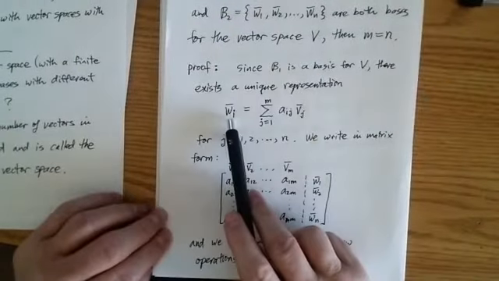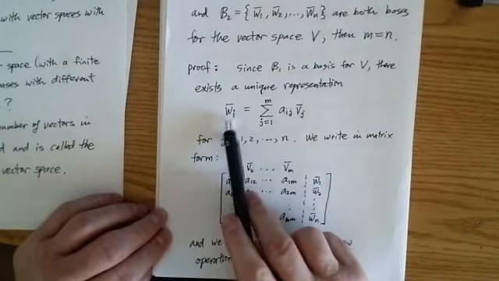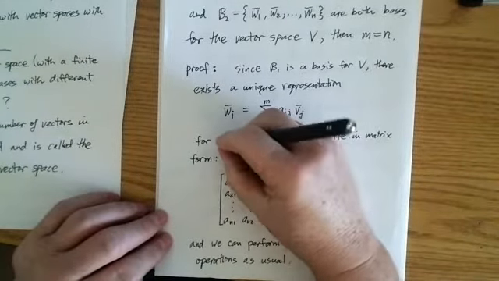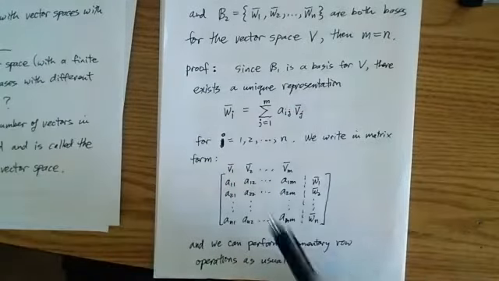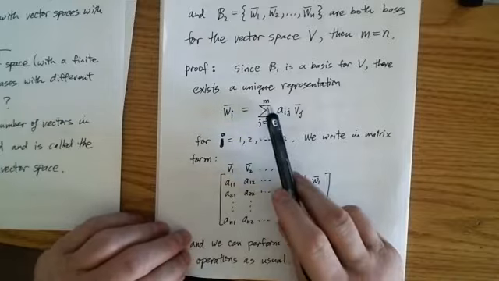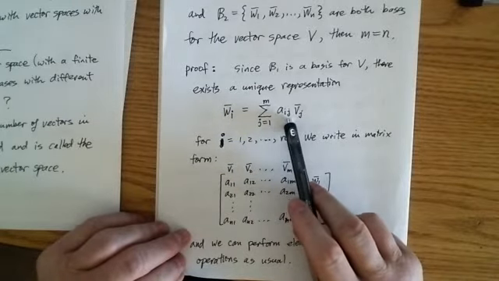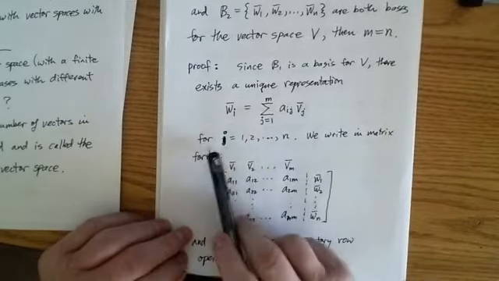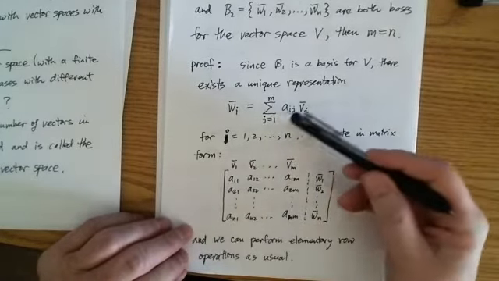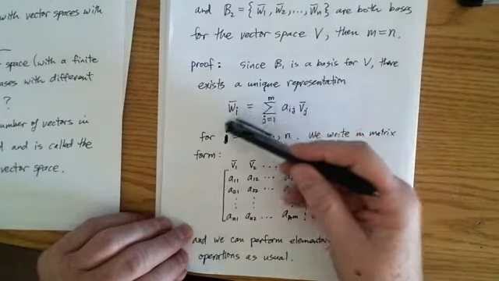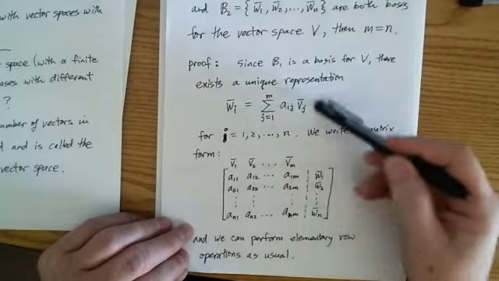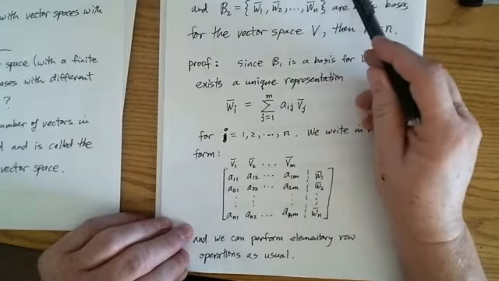So I wrote it this way. Wi, where i goes from 1 to n, equals the summation, j goes from 1 to m, of a sub i,j times V sub j, and that should go for i from 1 to n. This is just showing that Wi, where i goes from 1 to n, is a linear combination of these vectors.